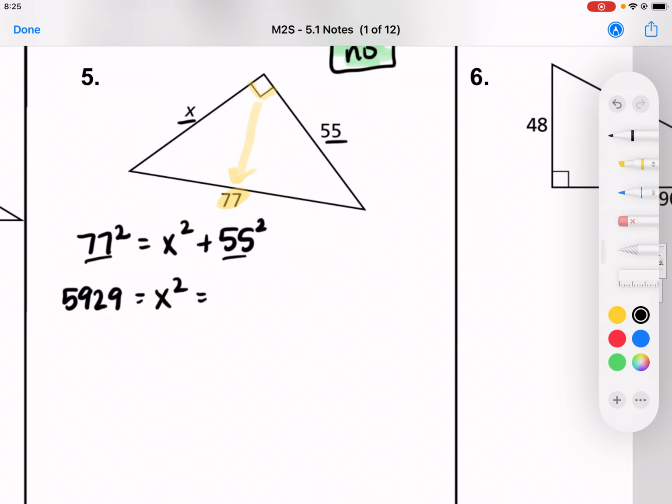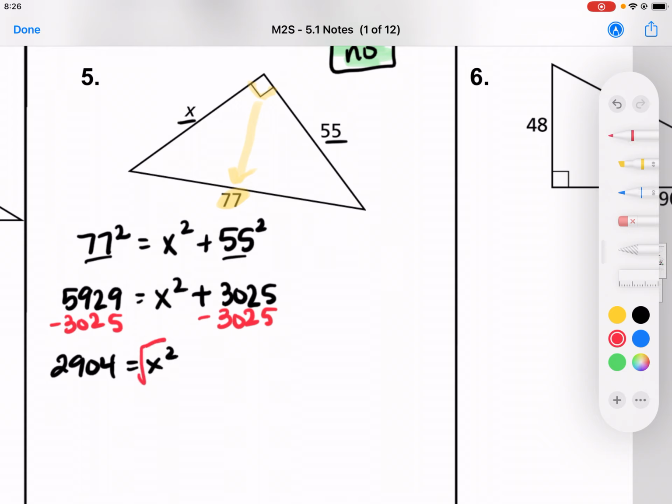So I typed in 77 squared. And then I'm going to type in, that should be a plus, sorry, 55 squared, and I get 3025. And then I'll solve this like a normal equation, where I'll subtract. So 5929 minus 3025 is 2904.